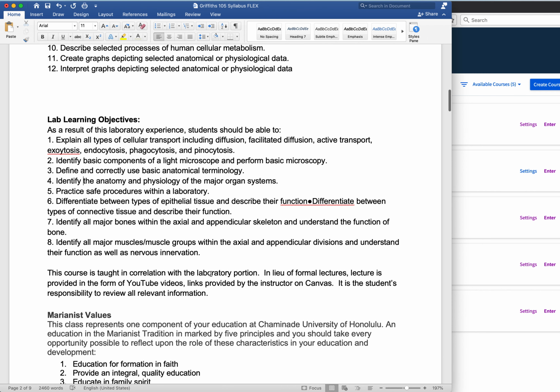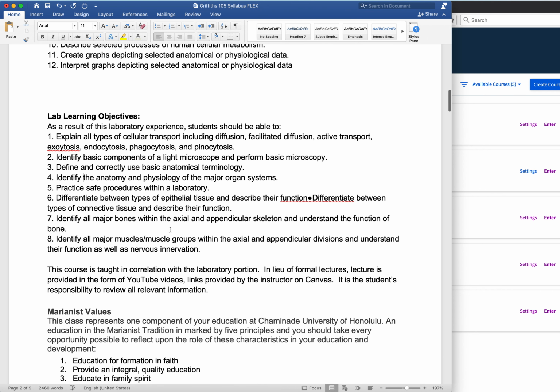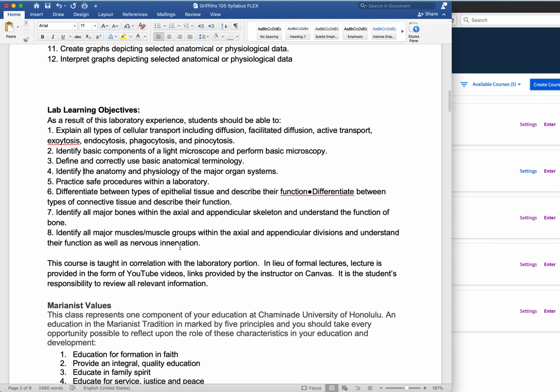And then we'll talk about the major bones. It says here identify all major bones. I won't expect you to identify all of them, but many of the major bones I do expect you to be able to identify, as well as the muscles and muscle groups. So I know it seems like a lot, but don't worry, I'll hold your hand throughout the semester, and by the end, you'll be surprised by how much you've learned.